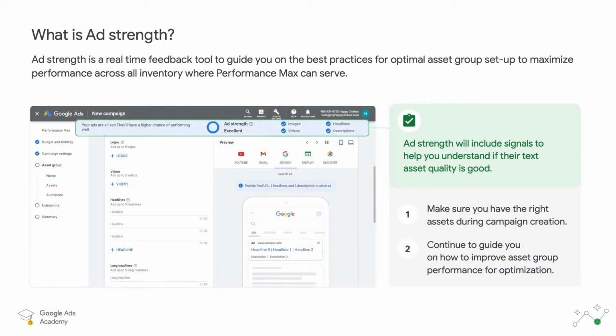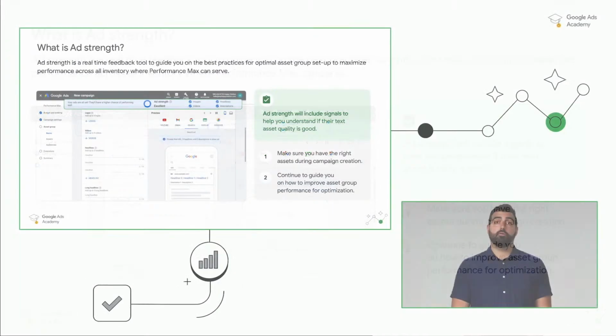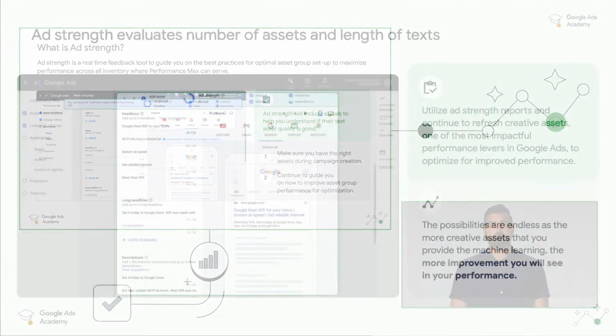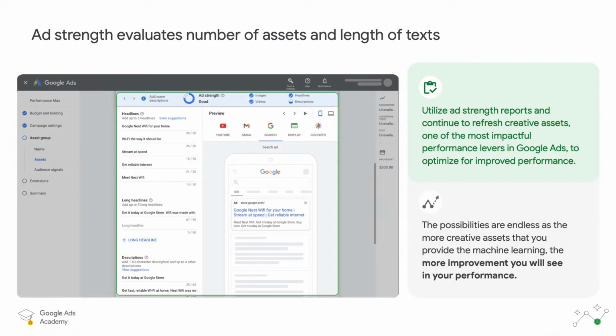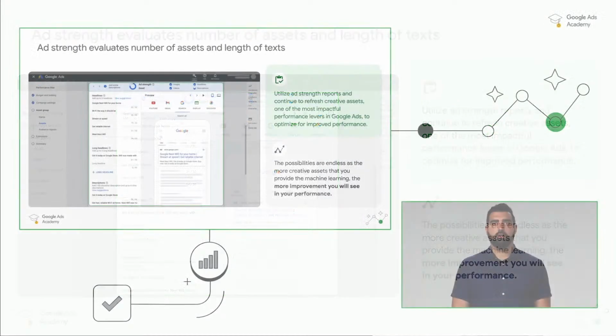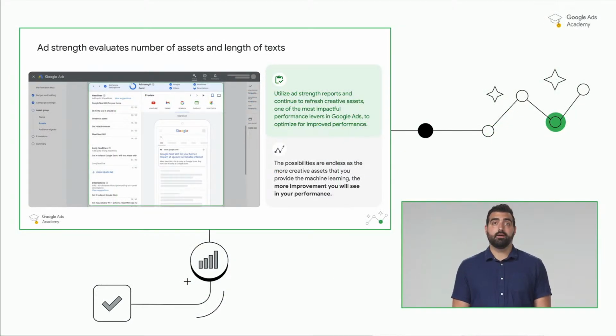Now moving into ad strength. Ad strength is a real-time feedback tool to guide you on the best practices for optimal asset group setup to maximize performance across all inventory where Performance Max can serve. Always ensure that you have the minimum assets needed during campaign creation. Ad strength evaluates the number of assets and lengths of text that you've added in your asset group. Remember, the more assets you add, the more creative assets you provide to machine learning to improve performance.